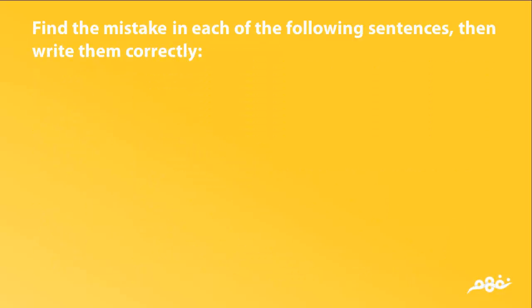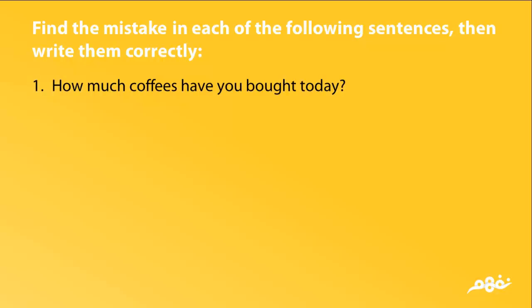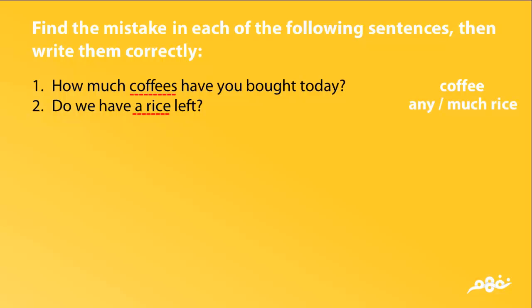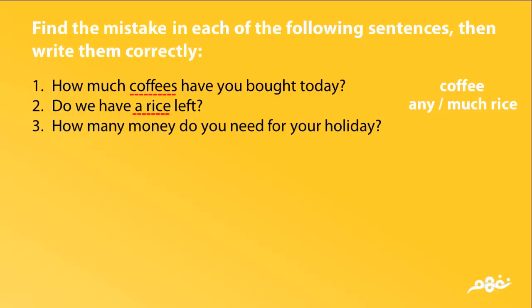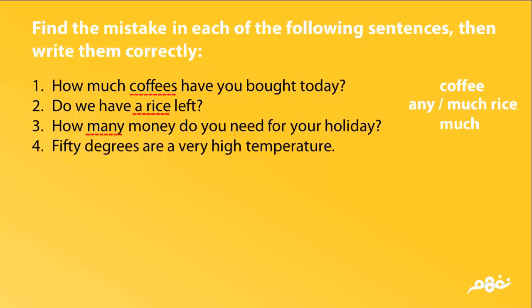Find the mistake in each of the following sentences, then write them correctly. How much coffees have you bought today? How much coffee have you bought today? Do we have a rice left? Do we have any or much rice left? How many money do you need for your holiday? How much money do you need for your holiday? 50 degrees are a very high temperature. 50 degrees is a very high temperature.